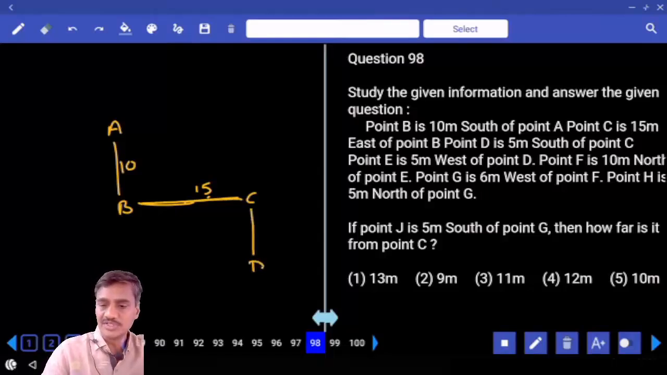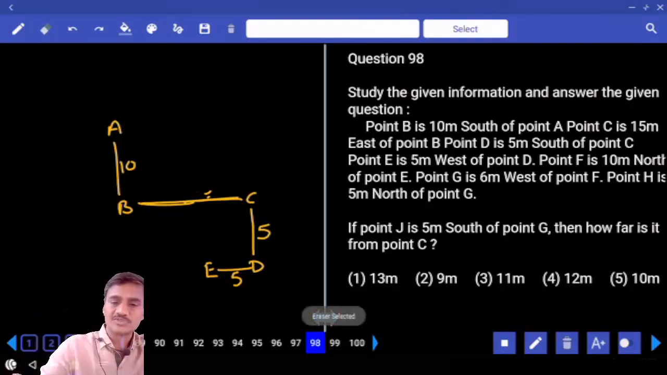Now C is 15 meters to the east of B, and D is 5 meters to the south of C. Now this D, which is 5 meters to the south of C, E is 5 meters to the west of D. E, what is the distance we have? 5 meters. E is 5 meters to the west of D. F is 10 meters to the north of E.